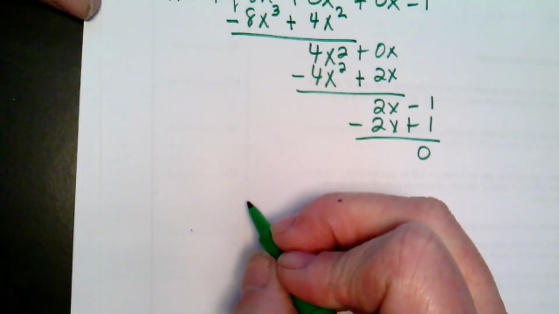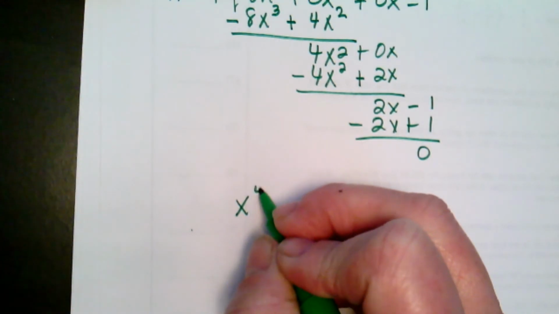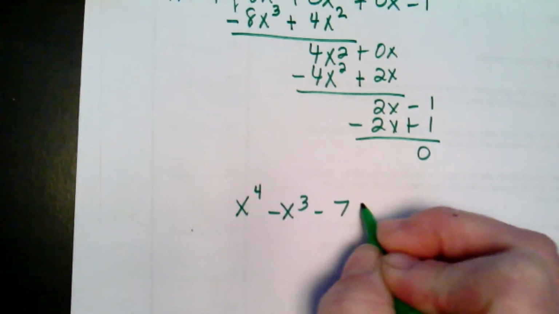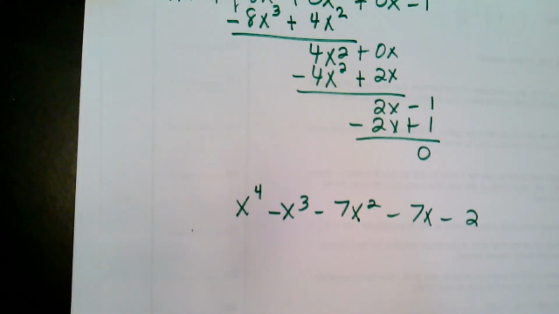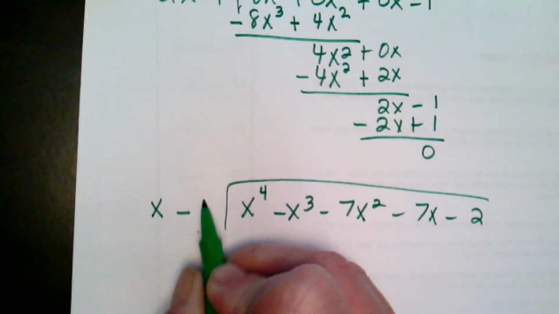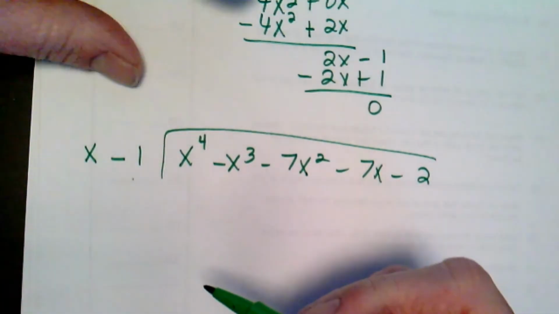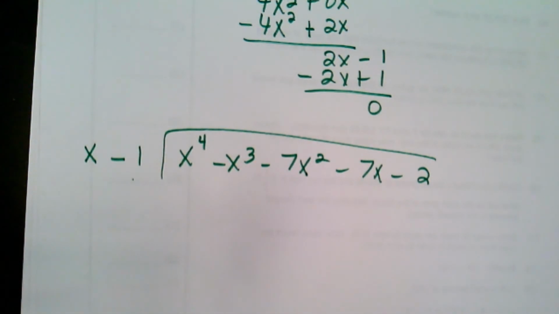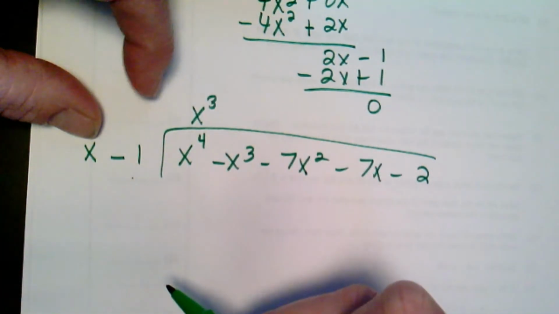Alright, let's do x to the 4 minus x cubed minus 7x squared minus 7x minus 2 divided by x minus 1. So I just made this up, so this is kind of scary how this might turn out. But the good thing is, even if I make it up, we still should be good. We'll find out. Alright, so x goes into x to the 4, x cubed times.